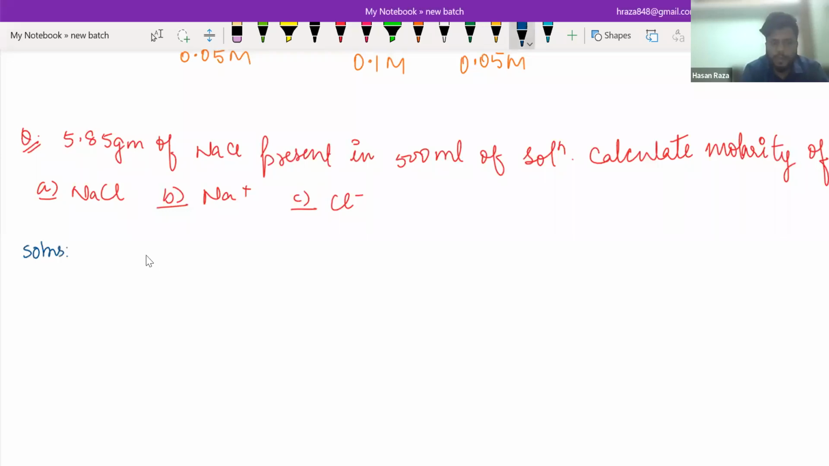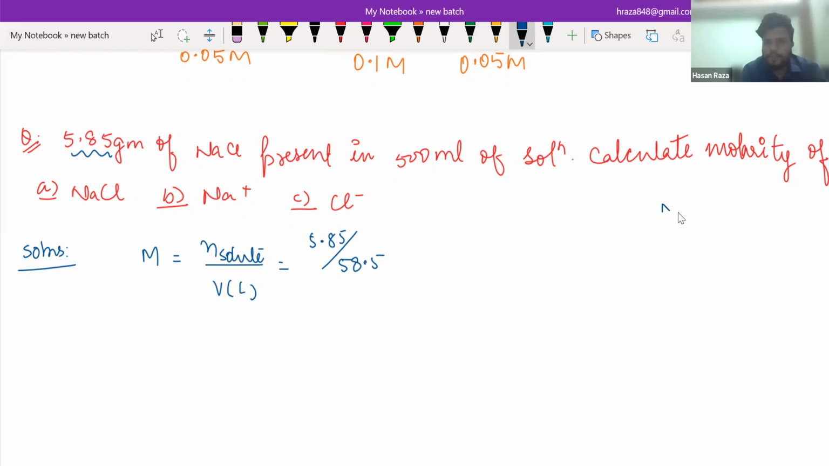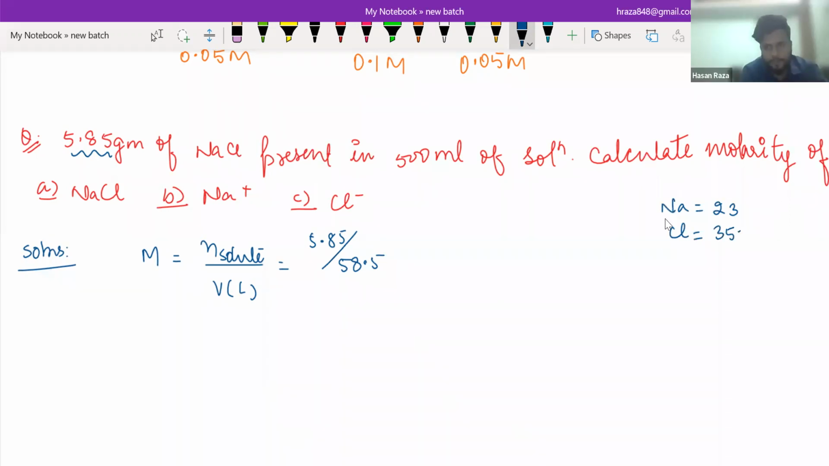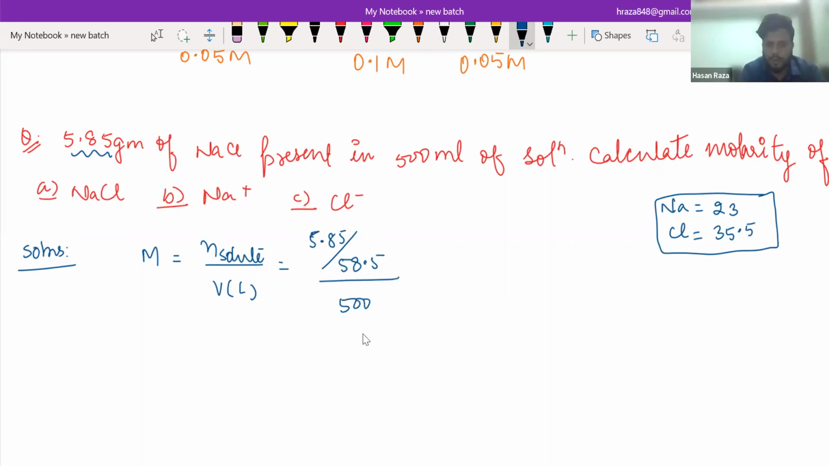See, molarity of NaCl is equal to number of moles of solute upon volume of solution in liter. Number of moles is given mass, that is 5.85, divided by molar mass. Na has a molar mass 23 and chlorine has a molar mass 35.5, so it will be 58.5. I was calculating in between so that it will be easy to solve. Now, volume of solution is 500 ml upon 1000, so that it is converted into liter.